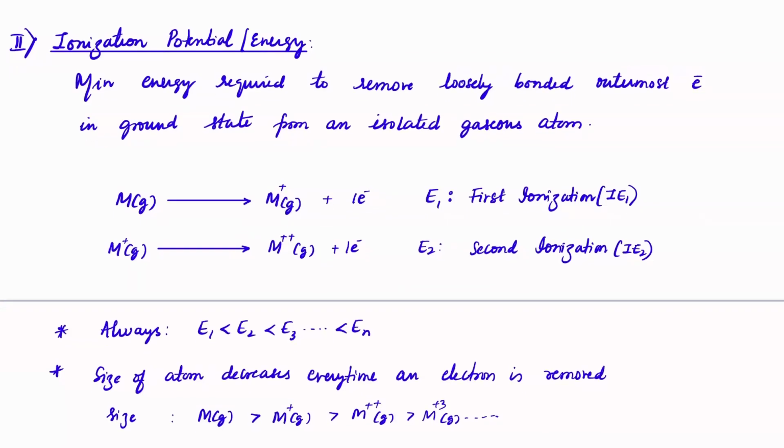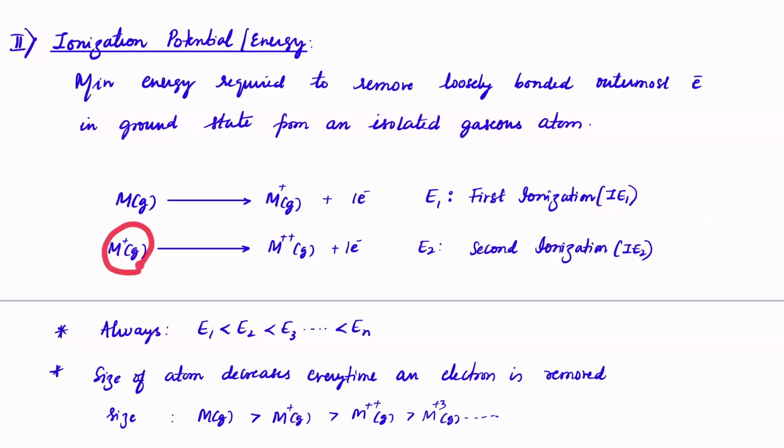See, ionization is the amount of energy that is required to remove the loosely bound electrons in the ground state of an isolated gaseous state atom. For example, this is an atom in gaseous state. So to remove this electron, how much amount of energy that we are using is what we call ionization. In case you are removing the first electron, we call it first ionization.